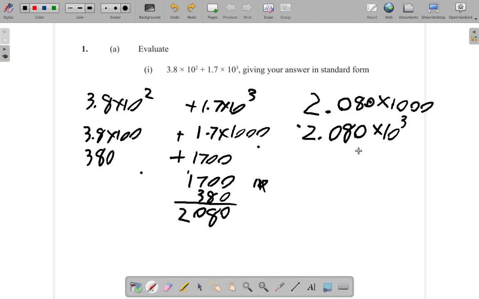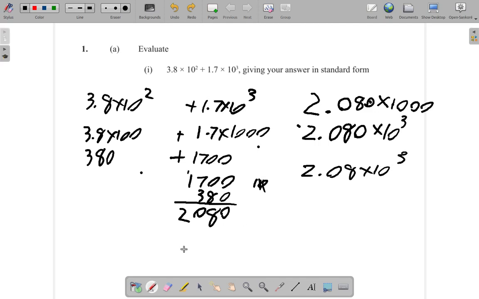So I have 2.080. I keep the extra 0 there just as an indication of what the number would have been like before. Alright, but it's the same thing as 2.08 times 10 to the power of 3. So remember, standard form, as you look from left to right, the first digit that you see that is not 0, that's what you put down, then the point.